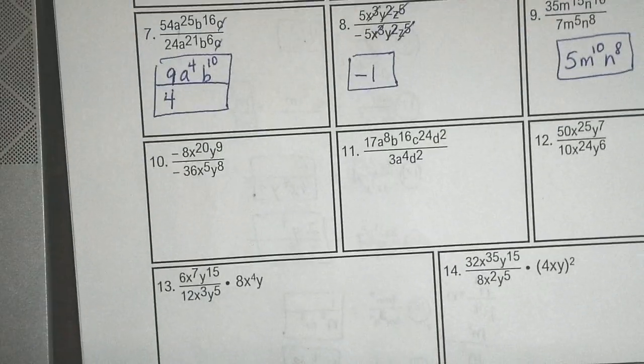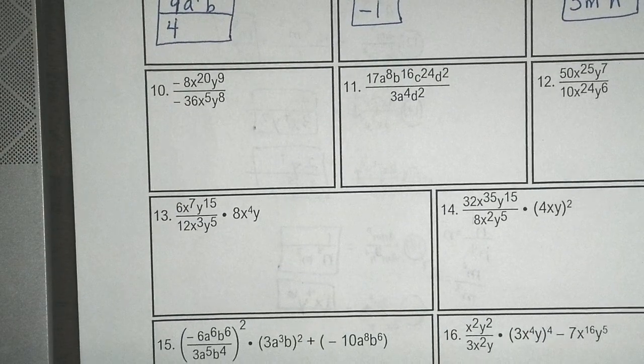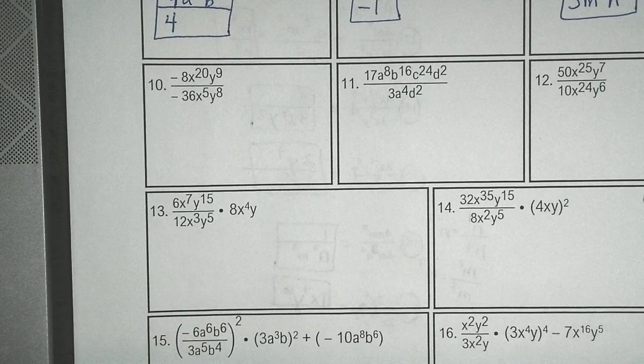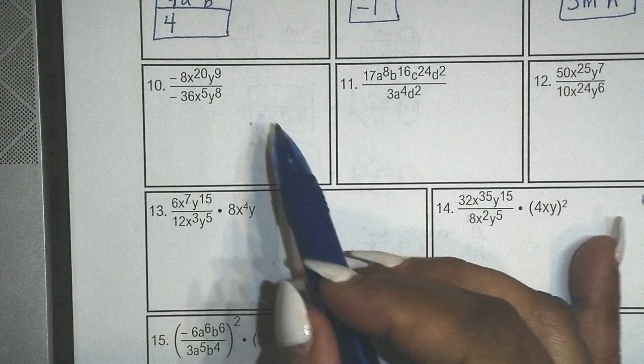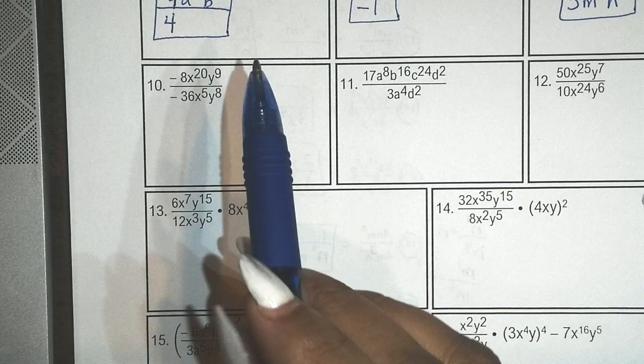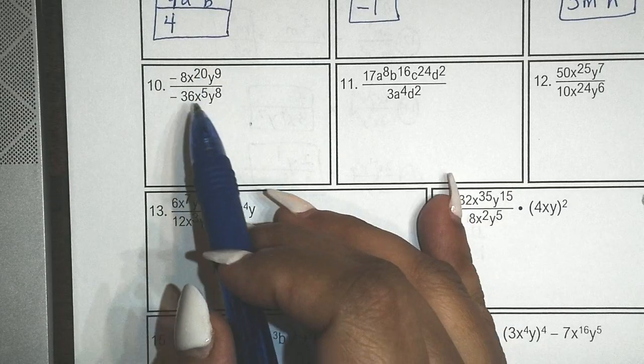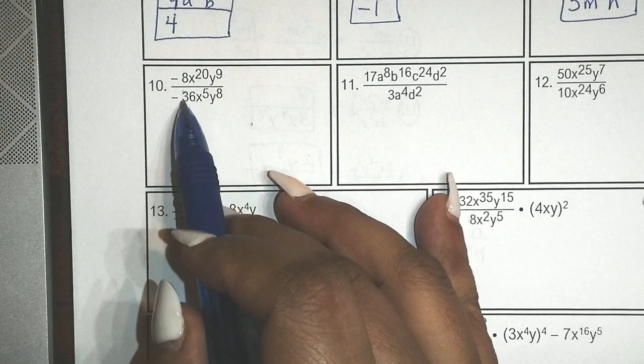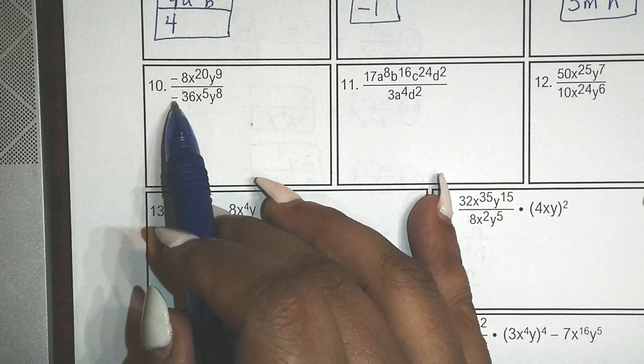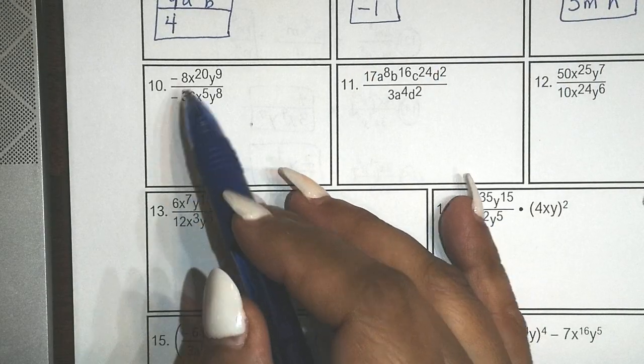All right, number 10. They're getting bigger. They're going to get bigger, and they're going to get uglier. But that's okay, because you're going to take it step by step. All right, negative divided by negative is a positive. Okay, so now 8 divided by 36.